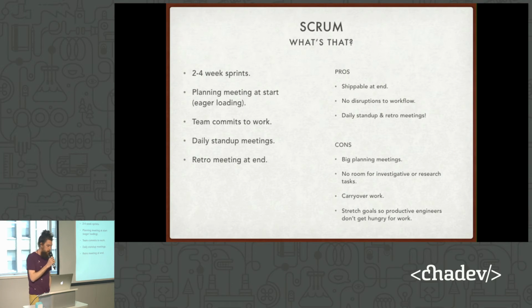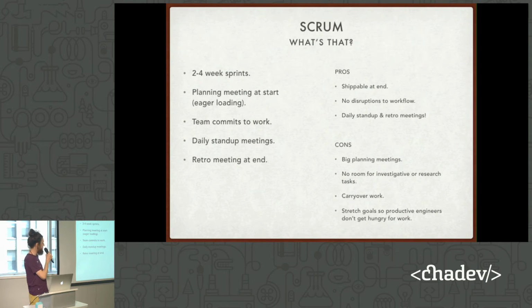Scrum is made up around these things called sprints. I'm sorry, it's a little blurry up there. Sprints are about 2 to 4 weeks long. At the beginning of each sprint, you meet as a team and you plan all of the work you're going to do that sprint. The team commits to the work, so they're kind of saying, hey, we're going to get this chunk of stuff done in these 2 weeks.